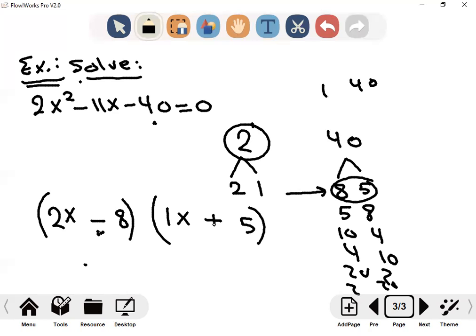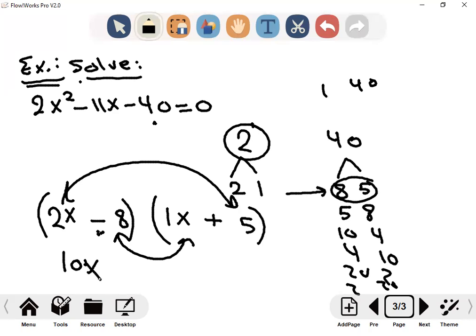These two signs are not always like this. You can switch between them depending on the situation. Now, how will we know if this choice is correct or not? You take the farthest terms together and the nearest terms together and multiply. 2x multiply 5. Here, you need to respect the signs. Negative 8 multiply 1, negative 8x, right? Do them. 10x minus 8x, 2x. Do I get 11x? No. So this choice is wrong. Erase it. I don't need it.